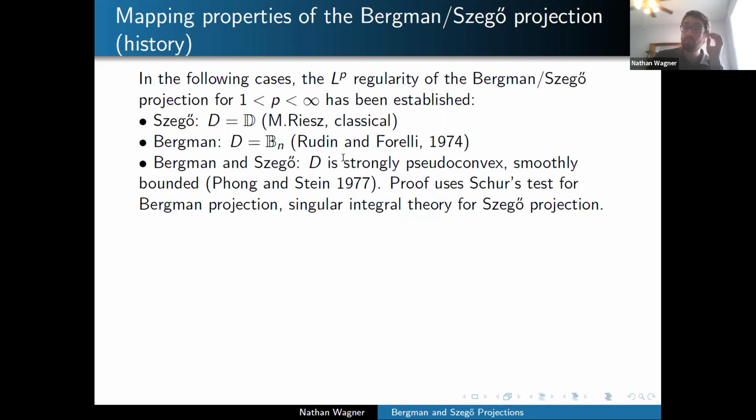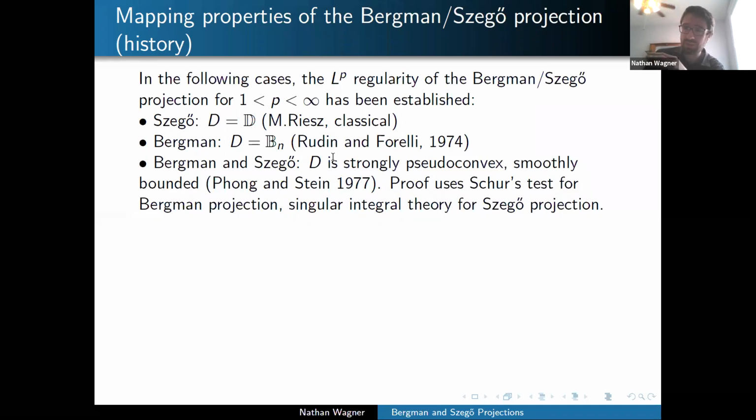So for the Bergman projection, again, they basically use Schur's test. So this is used very often. You have some integral estimates on the kernel, and you use a type of Schur's test. For the Cauchy projection, they use singular integral theory, and in particular, singular integral theory on the Heisenberg group, I believe, to prove their results.